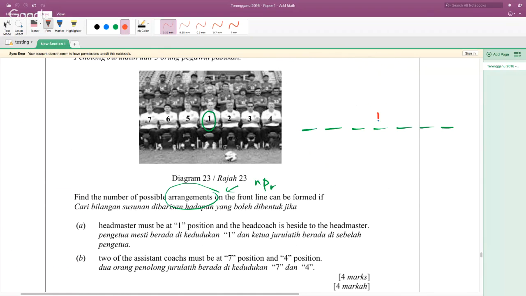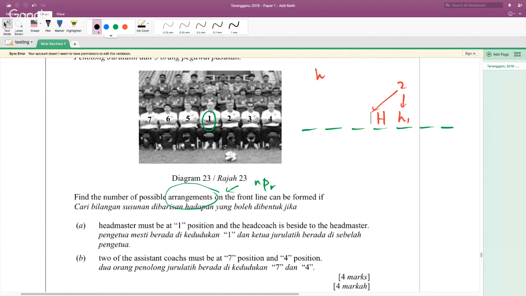Okay, so the headmaster is confirmed and already sitting over here. The head coach, I'm going to use H, must sit beside the headmaster, so it's either here or here. For the head coach, it's 2 ways. He can either sit here or he sits here. So it's 2 ways.